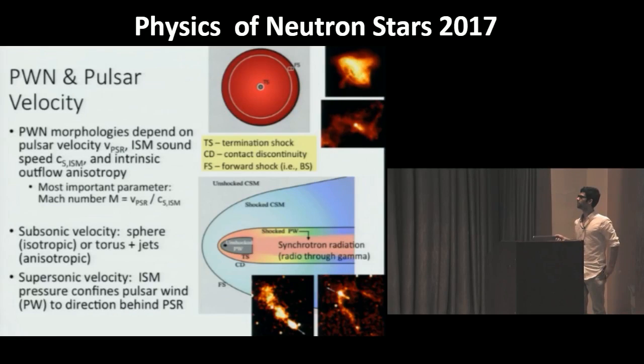If your pulsar has a Mach number greater than 1, you would expect to see a termination shock here, inside of which is the unshocked pulsar wind where you wouldn't see any emission, and that's right there in the inner ring of the Crab. Outside of the termination shock, the pulsar wind becomes shocked, and you would see synchrotron radiation from radio through gamma. And then the contact discontinuity separates the shocked ISM, interstellar medium, from the pulsar wind and confines it with its pressure. Here are some examples of tails.